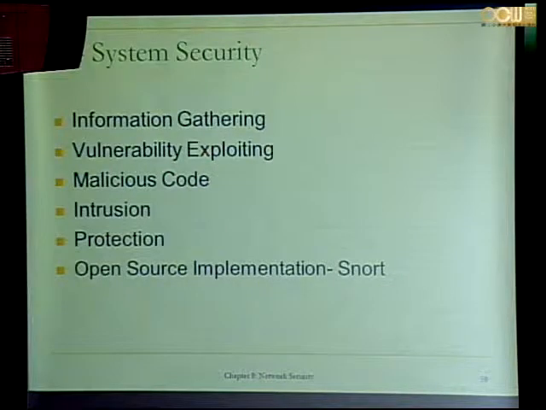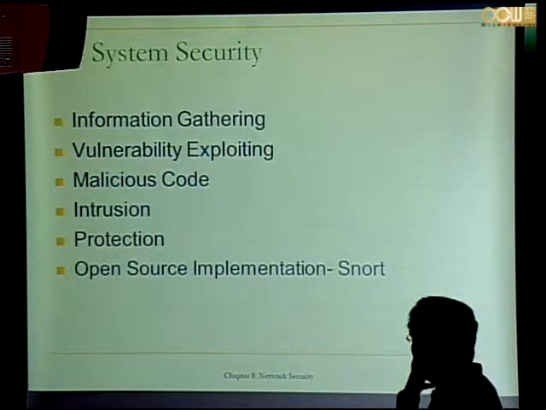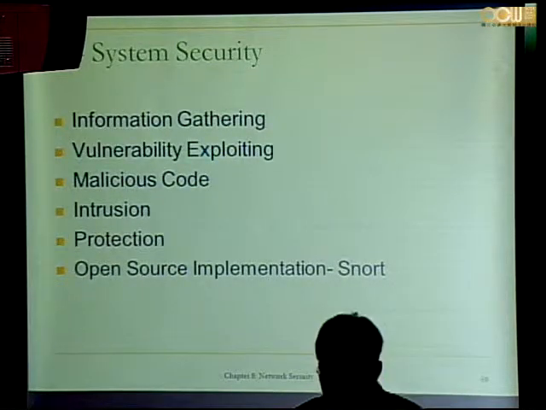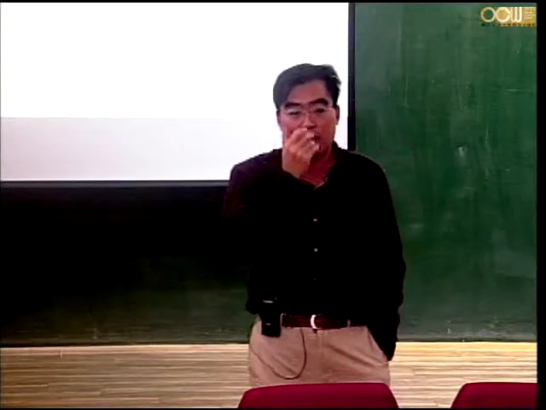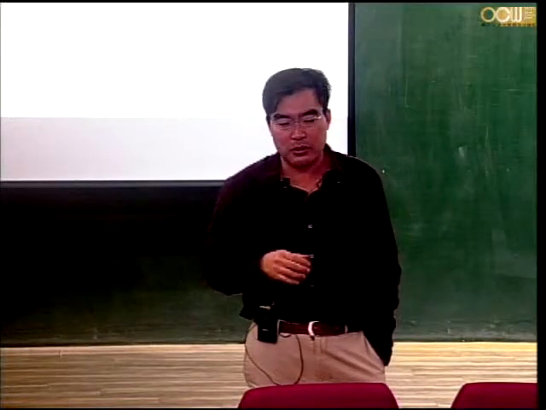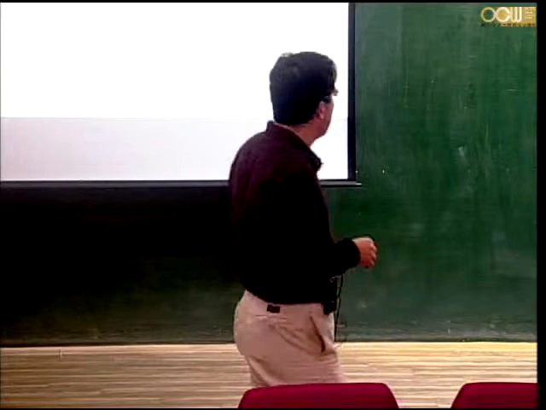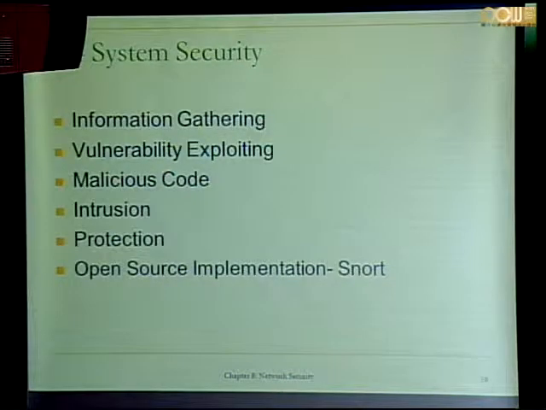Okay, the final section is on 8.4, the system security. As I said, it's all about imperfect design and implementations of the system. If the system design and implementation are perfect, then no such issues, I mean, for system security.